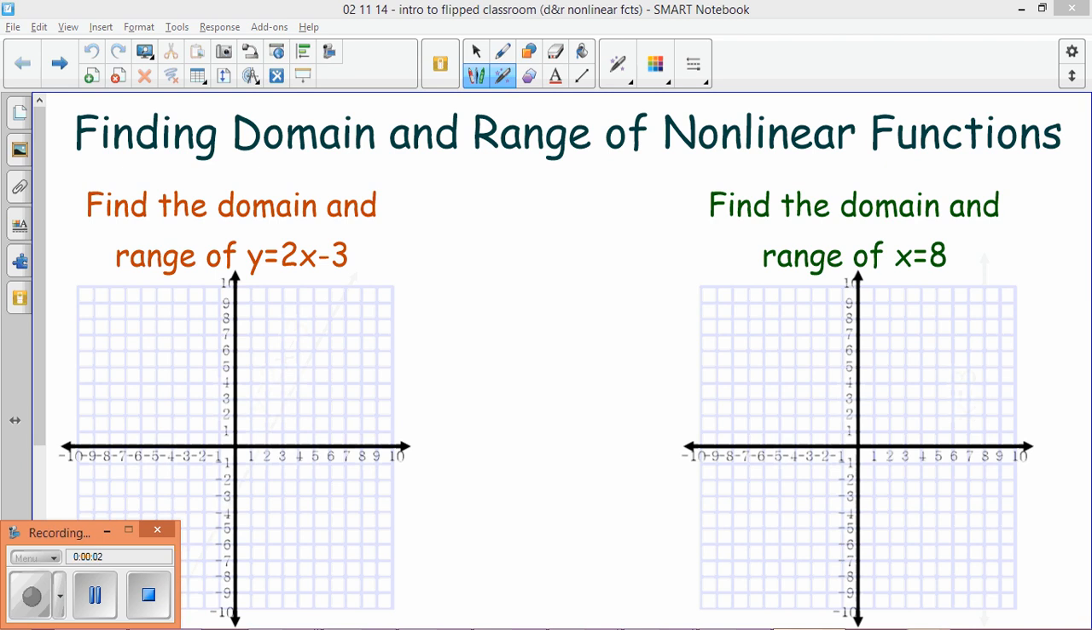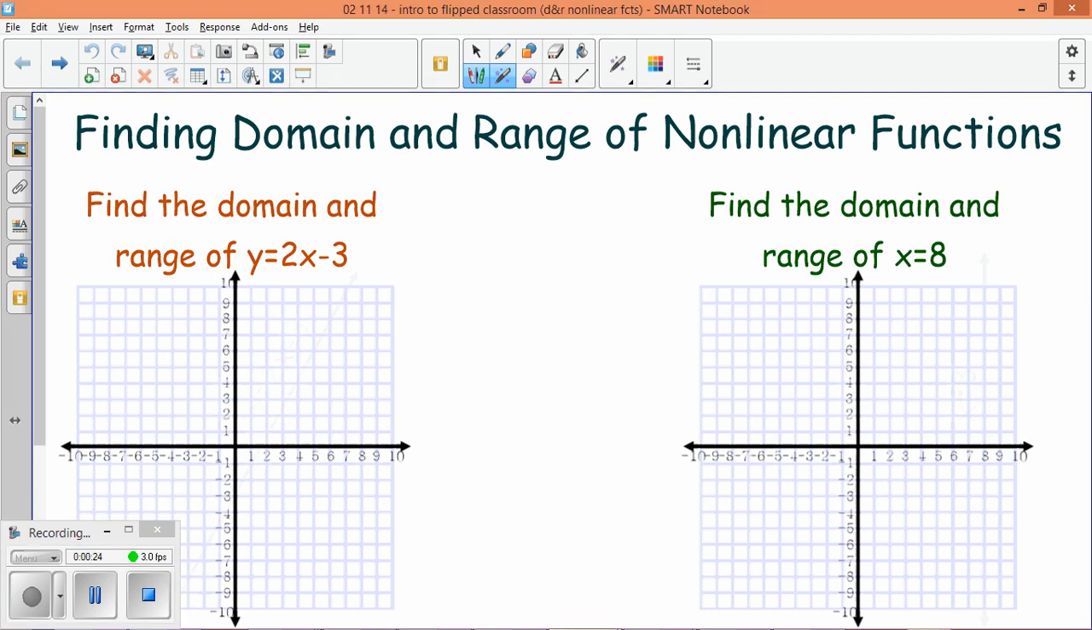Hello everybody. Today we are going to extend what we have been doing about finding domain and range on linear functions to find domain and range of nonlinear functions. First, we're going to start out with a quick reminder of what we have been doing in the previous class. We are finding the domain and range of linear functions on this page.